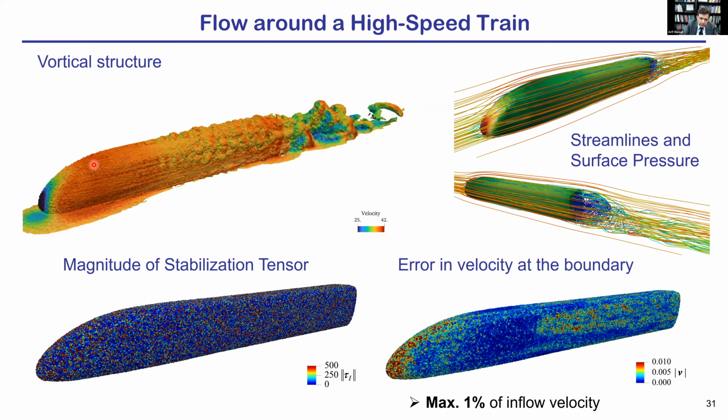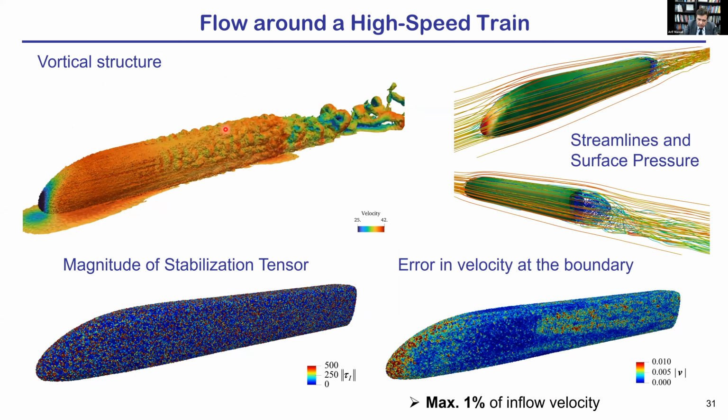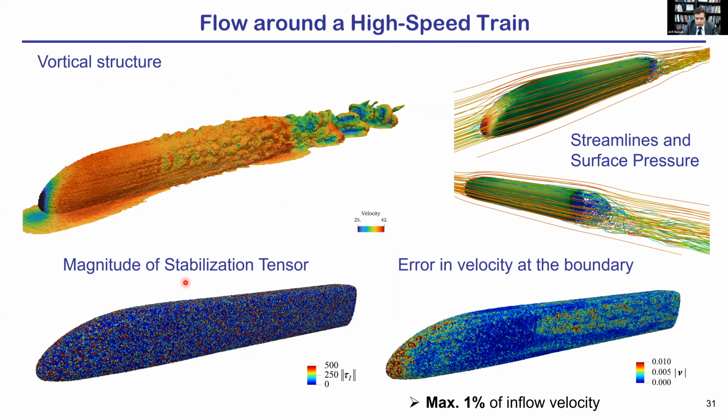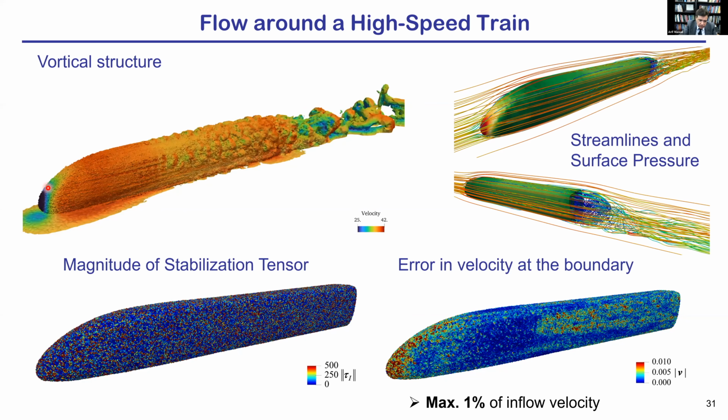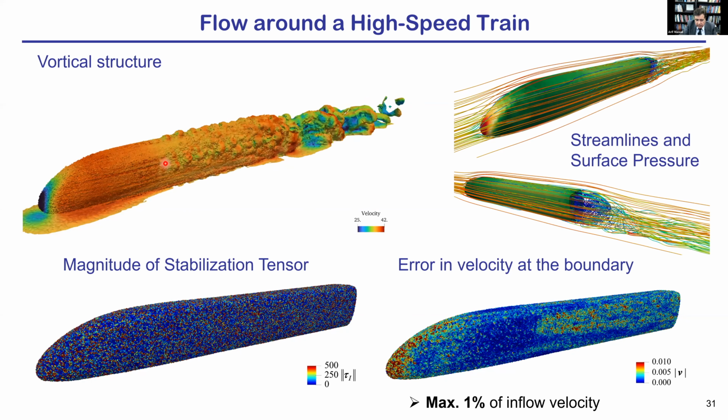In the beginning, the flow is attached, it detaches and goes into full-blown turbulent features. Here are the streamlines. For this problem, we can also look at the magnitude of the stabilization tensor for all these different geometries. There is a stagnation point on the side. We have separation of the attached boundary layer, but the magnitude stays bounded and the maximum value is 500.